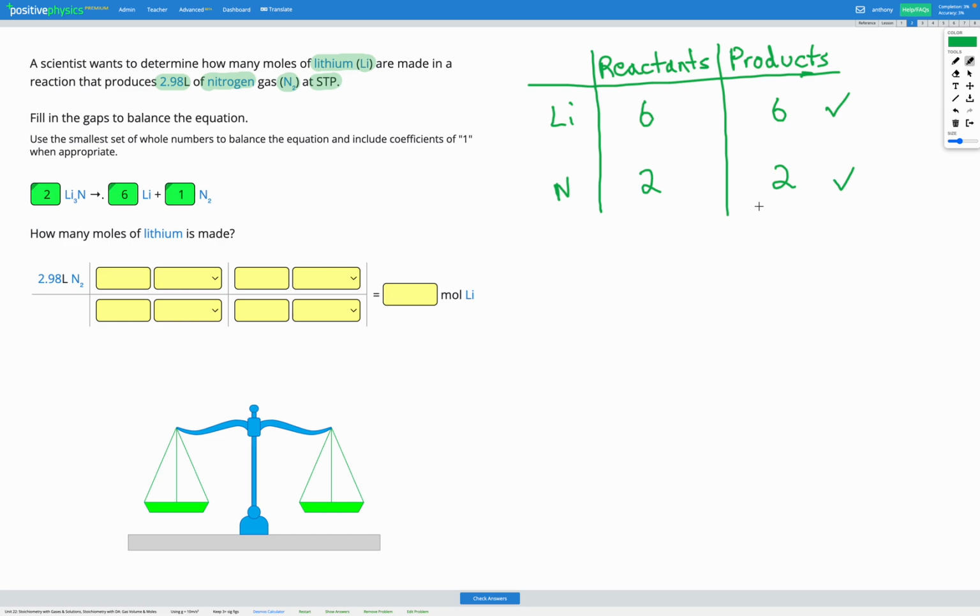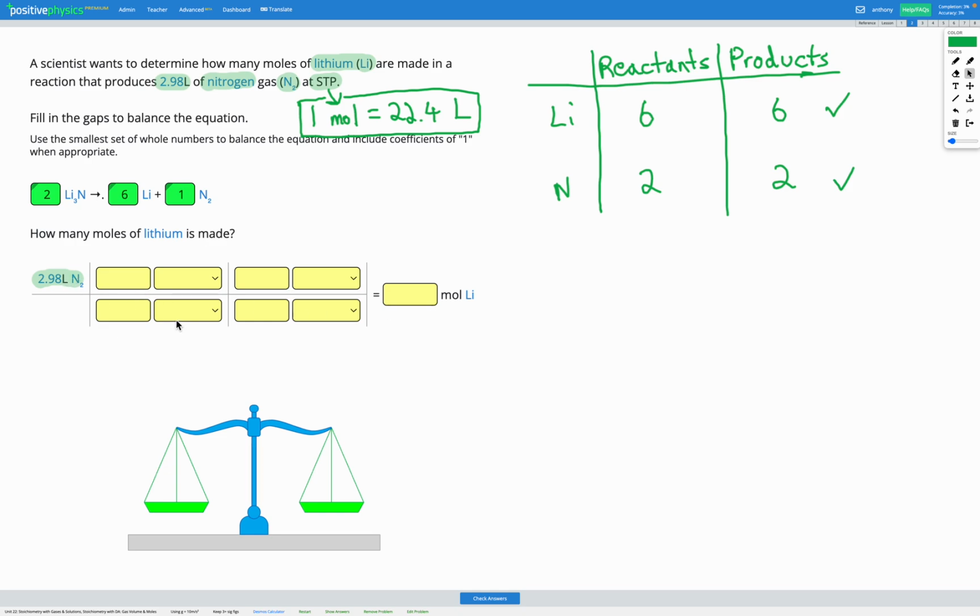So now looking back to our question, we're starting with 2.98 liters of nitrogen. And the first step is going to be converting from liters of nitrogen to moles of nitrogen. So to do that, we're going to need our conversion factor. At STP, which we're given in the question, standard temperature and pressure, 1 mole of gas has a volume of 22.4 liters.